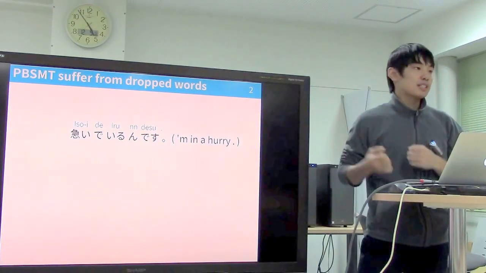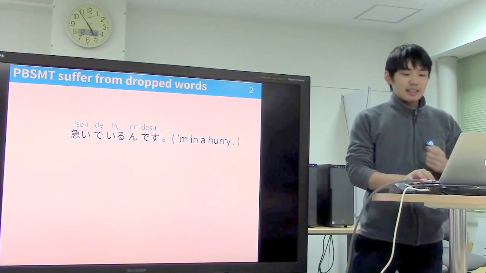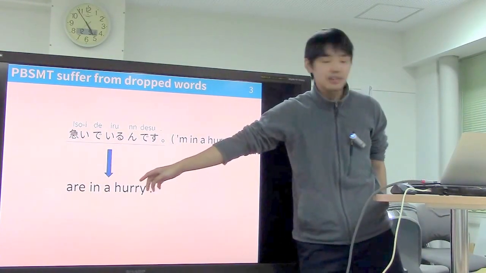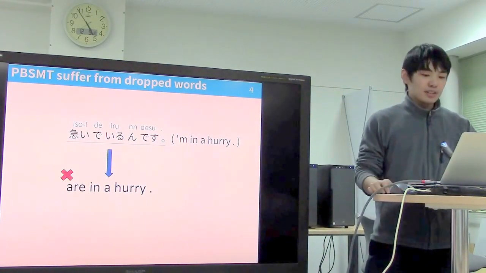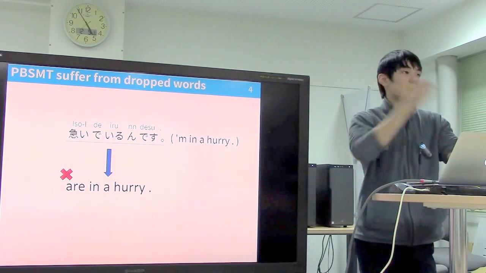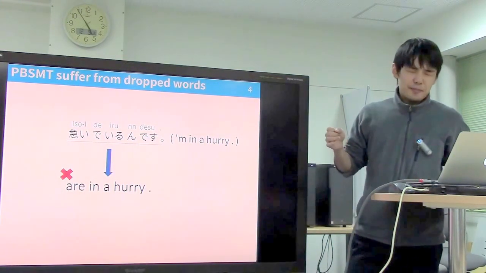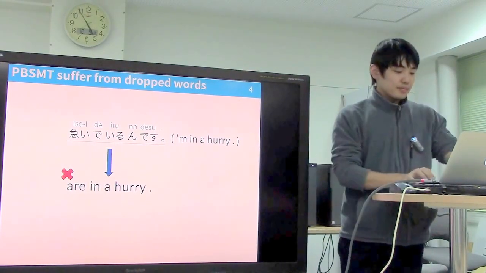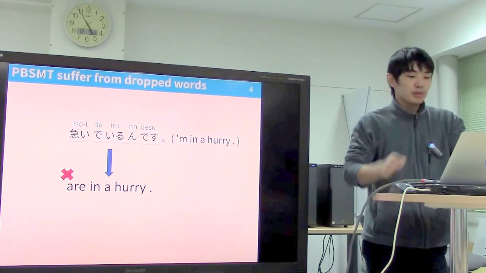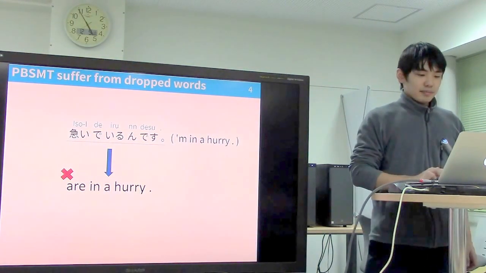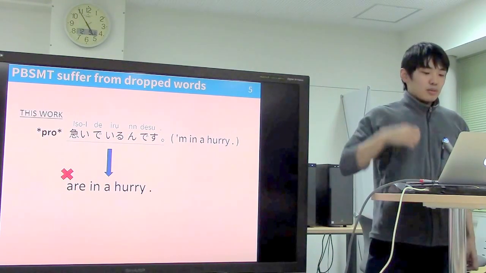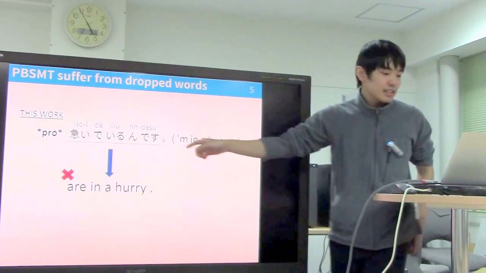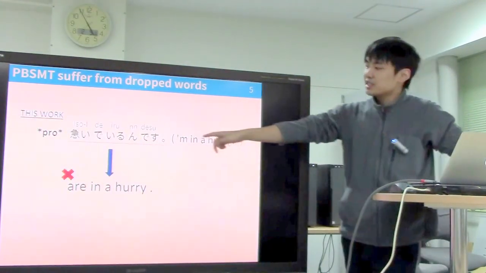As a problem of the conventional machine translation, they tend to incorrectly translate these sentences, which also lack a subject like this. The problem is caused in machine translation from pro-dropped languages to non-pro-dropped languages, such as from Japanese to English. So it is difficult for PBSMT to produce correct pronouns on the target side. As our motivation, we try to solve the problem by recovering the dropped words in the source sentences, and it can improve the machine translation accuracy.